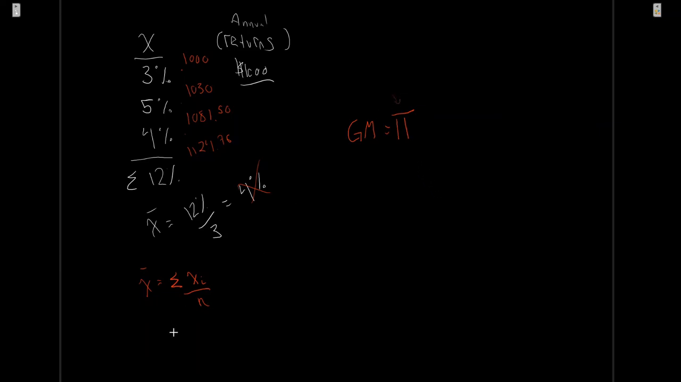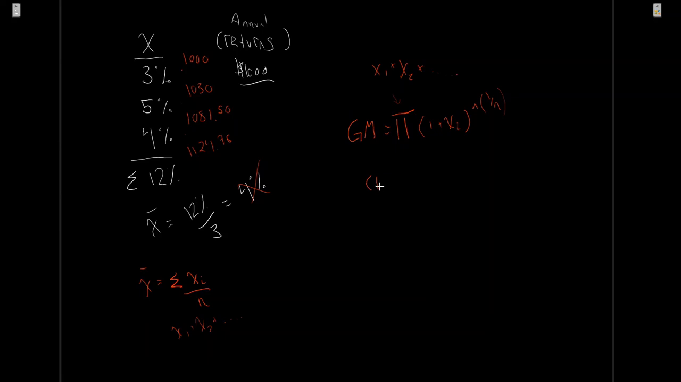Which means that instead of going x1 plus x2 plus, we're going to be going x1 times x2 times, on and on and on. So this is going to be the product of 1 plus xi, all to the power of 1 over n. So instead of dividing by it, we're raising it to the 1 over nth power. So if we wanted to work this guy out, we could do it, right?